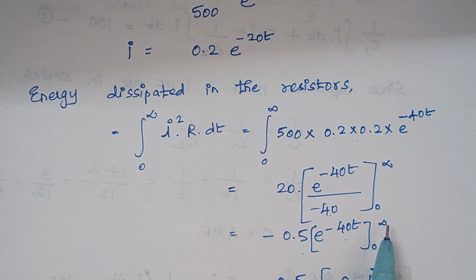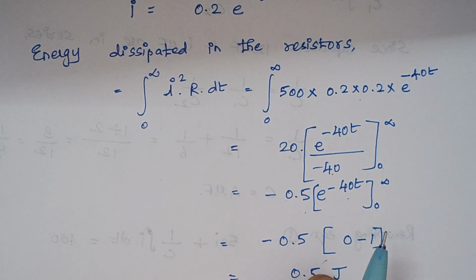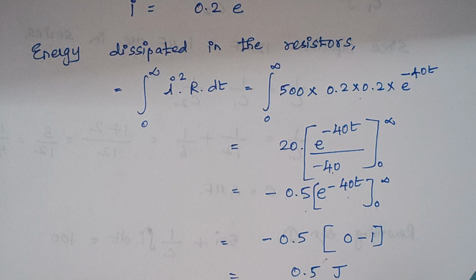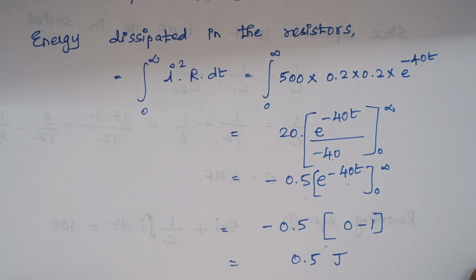Now we are going to substitute the limits. First you substitute the upper limit, minus the lower limit. When you substitute, e to the power minus infinity becomes 0, minus e to the power 0 becomes 1. So minus 0.5 into minus 1 gives you 0.5 joules.